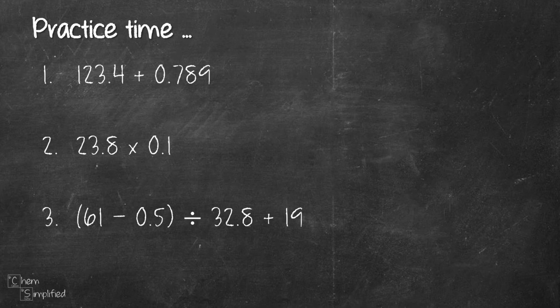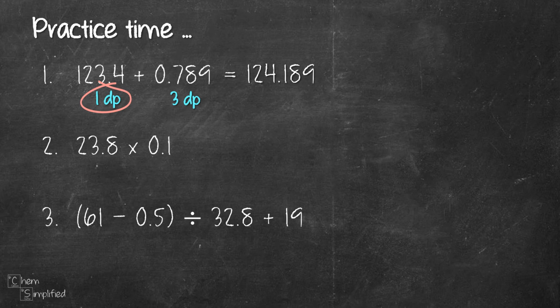It's an addition question. For addition, the round-off rule is to follow the lowest decimal place. So that means we need to figure out the decimal place for each of the number. 123.4 has 1 decimal place. 0.789 has 3 decimal place because there are 3 digits after the decimal point. So that means our final answer will have 1 decimal place. When we add the two numbers together, we get 124.189.